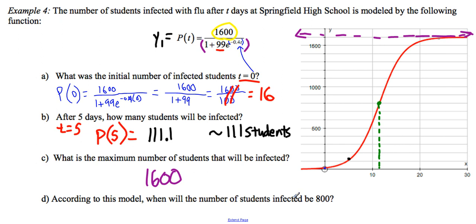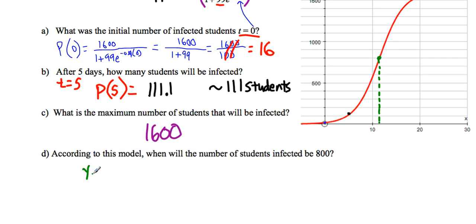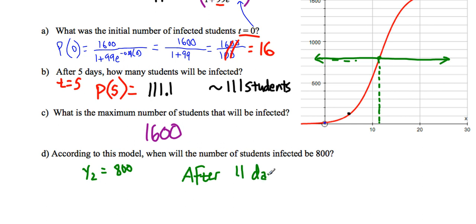I would go to your graphing calculator and maybe in y2 plug in 800. So that'll give you the horizontal line, y equals 800. Find that intersection point, or you can go to your table, plug in the y, ask for the x value, and you should get after 11 days. It'll be 11 and some change. So after 11 days, 800 students will be infected.